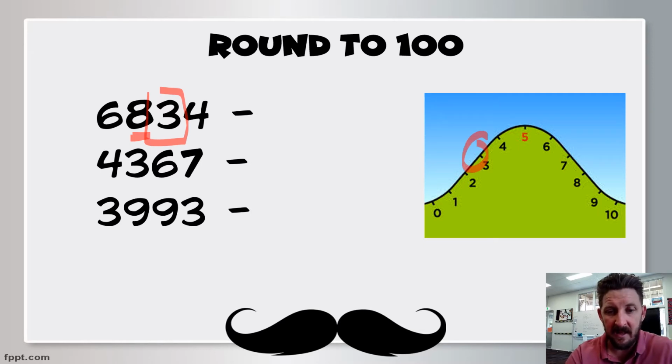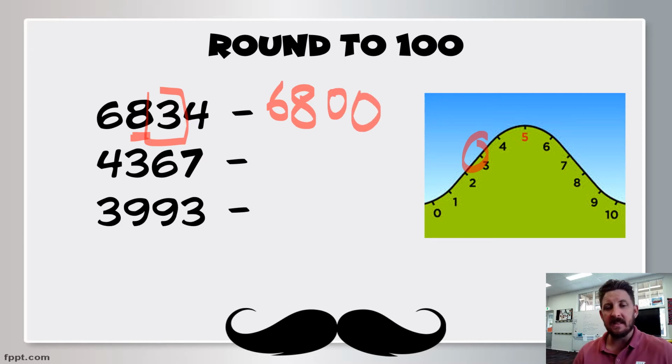So that means that my 8 stays the same. So I'm going to write 6, and then I'm going to write 8, and I'm going to leave it the same. Now my last step talked about zeros. Now you can see that I have 2 more place values to fill up, the 10s and the 1s, and I'm going to fill them with zeros. So if I'm rounding 6,834 to the nearest 100, it's actually 6,800.